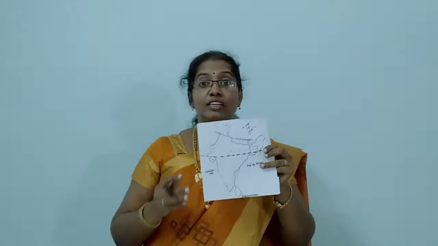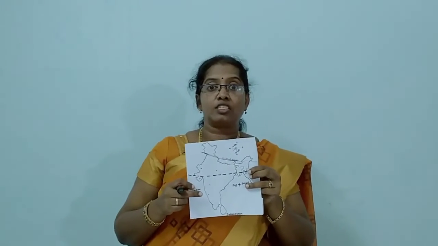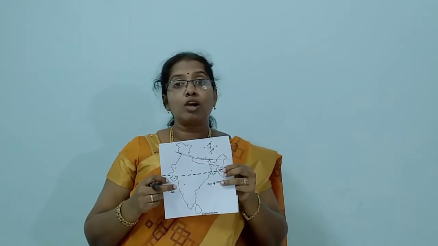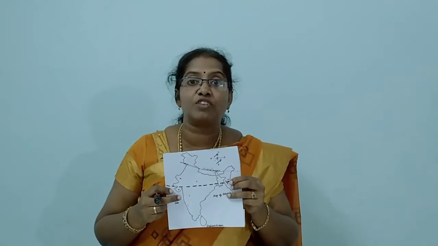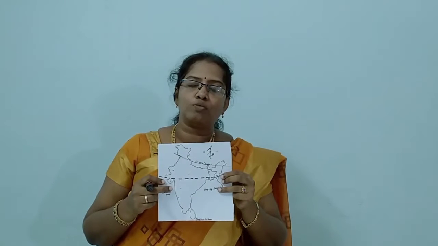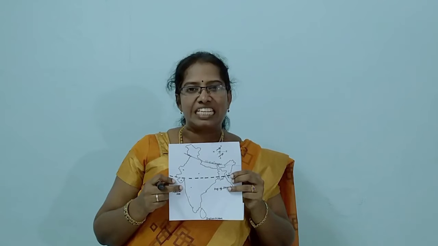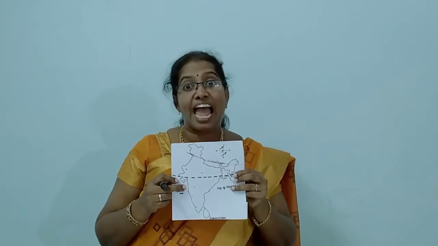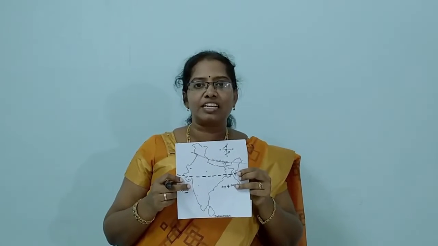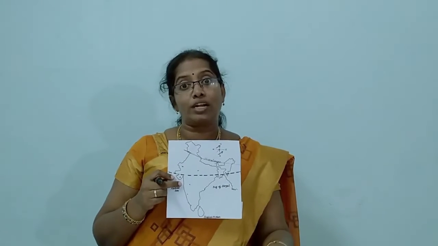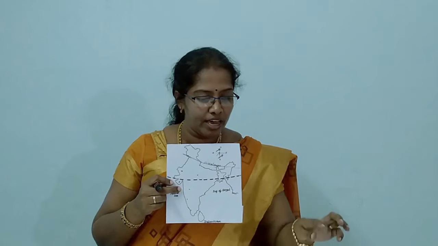Next, the one-word answer: how will they ask in the question paper? The local storms in the northeastern part of India is dash. What is the answer? Nor'westers, otherwise called Kalbaisakhi.